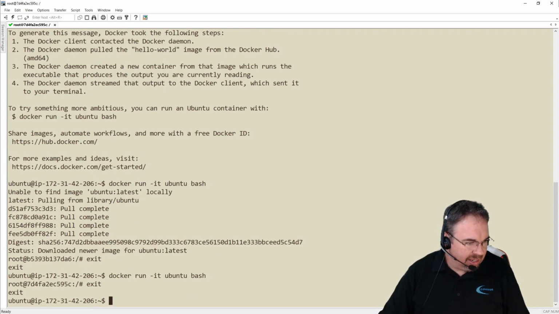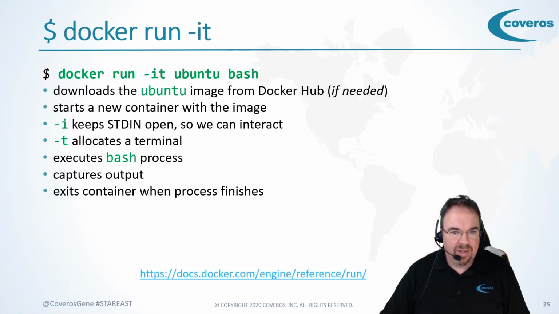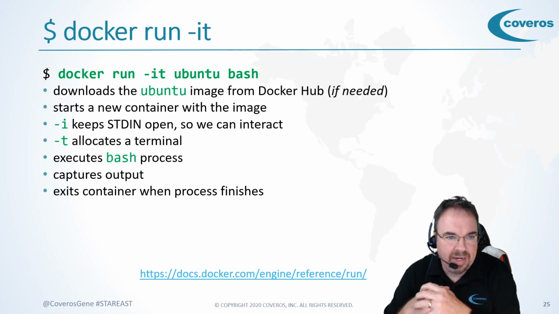But let's talk about what we just did. So docker run, we're going to pull down an image and use it. Ubuntu is the name of the image this time. So it downloads it if needed, which it needed the first time, not the second time.